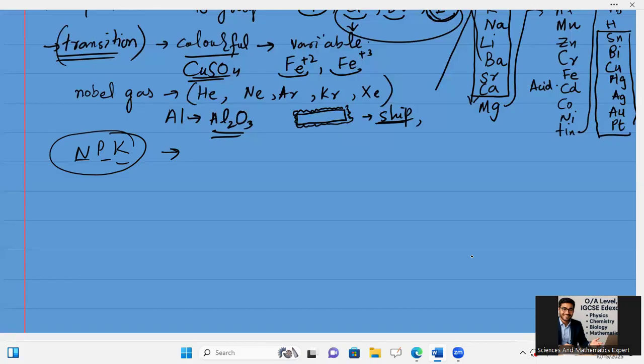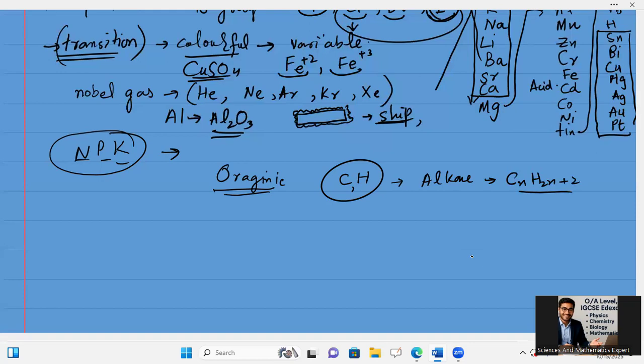After that, I will move towards organic chemistry. Compounds of carbon and hydrogen are called hydrocarbons. For alkanes, the general formula is CnH2n+2. Alkanes include methane, ethane, propane, with one carbon, two carbon and so on: methane, ethane, propane, butane, pentane, hexane, heptane, octane, nonane, decane.